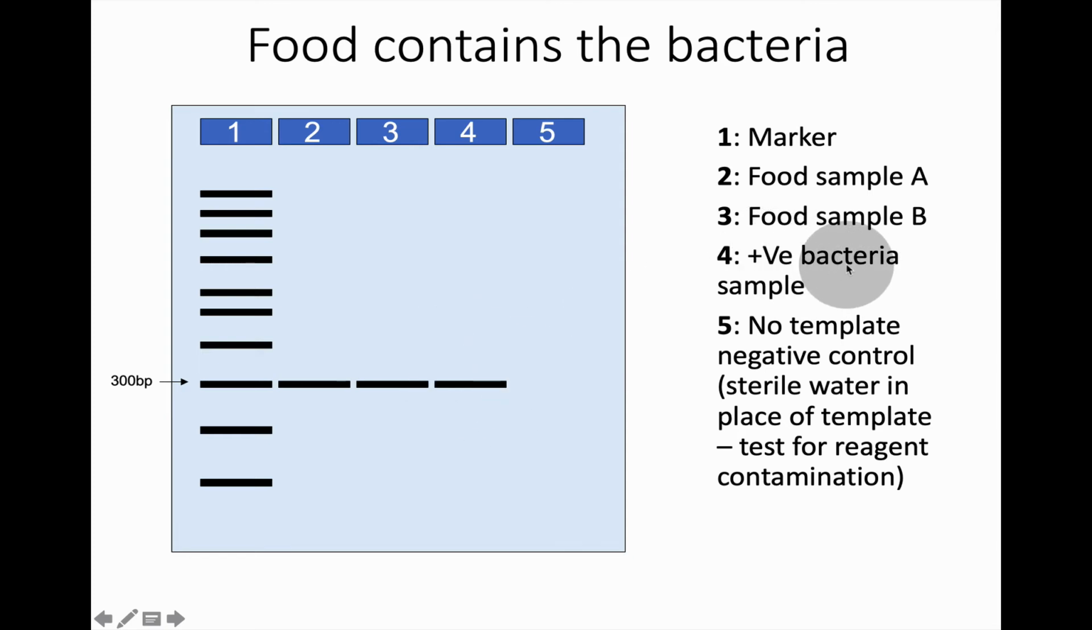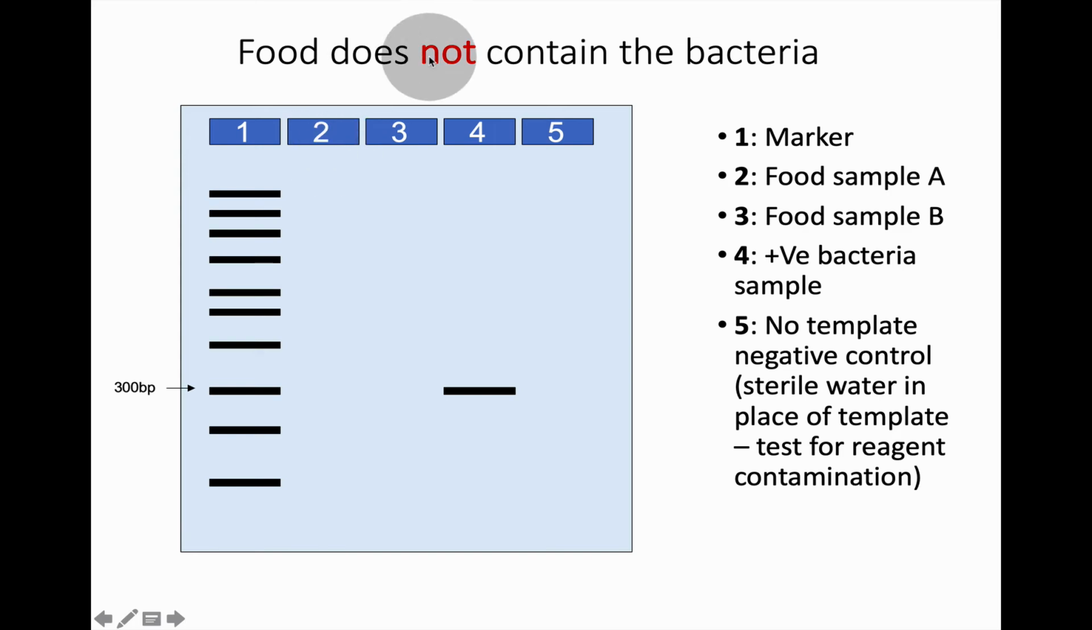4 was the positive control. So it's a positive bacteria. We give it the DNA. We should see amplification. We do. If we didn't see anything here, you could blame the enzyme. Maybe the enzyme's not working. And then food sample A and B, we have detection of that 300 base pair band. So we know now that the bacteria was amplified in the food sample, and the food does have this contaminating bacteria.